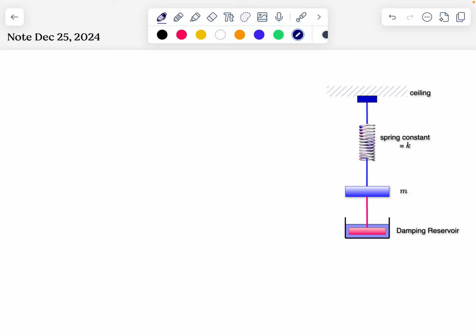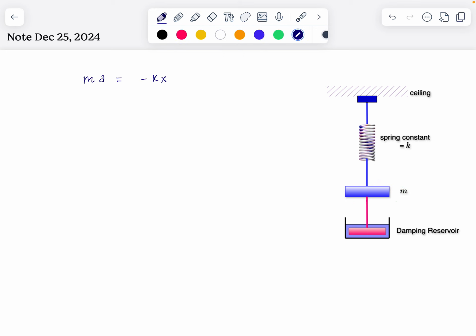So we've known that we can write the equation of motion of the mass by ma, that is the effective force, equal to minus k times x, where k is the spring constant and the mass of the block is m.